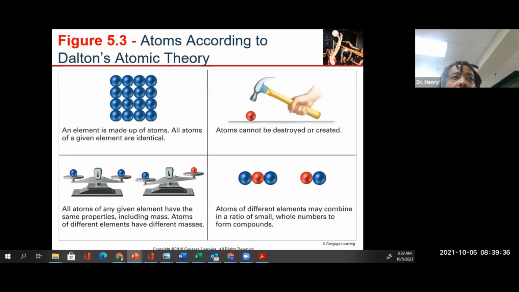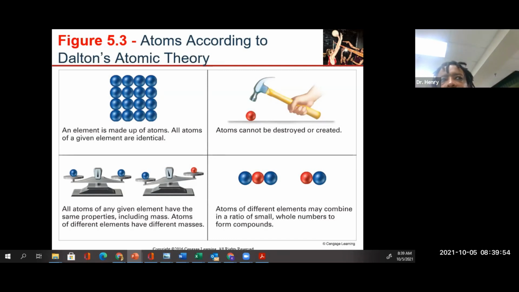And then he said all atoms of a given element have the same properties, including mass. So they're exactly identical. That's exactly what he said about a given element. So one carbon atom is going to look exactly like the other carbon. Mass and everything.